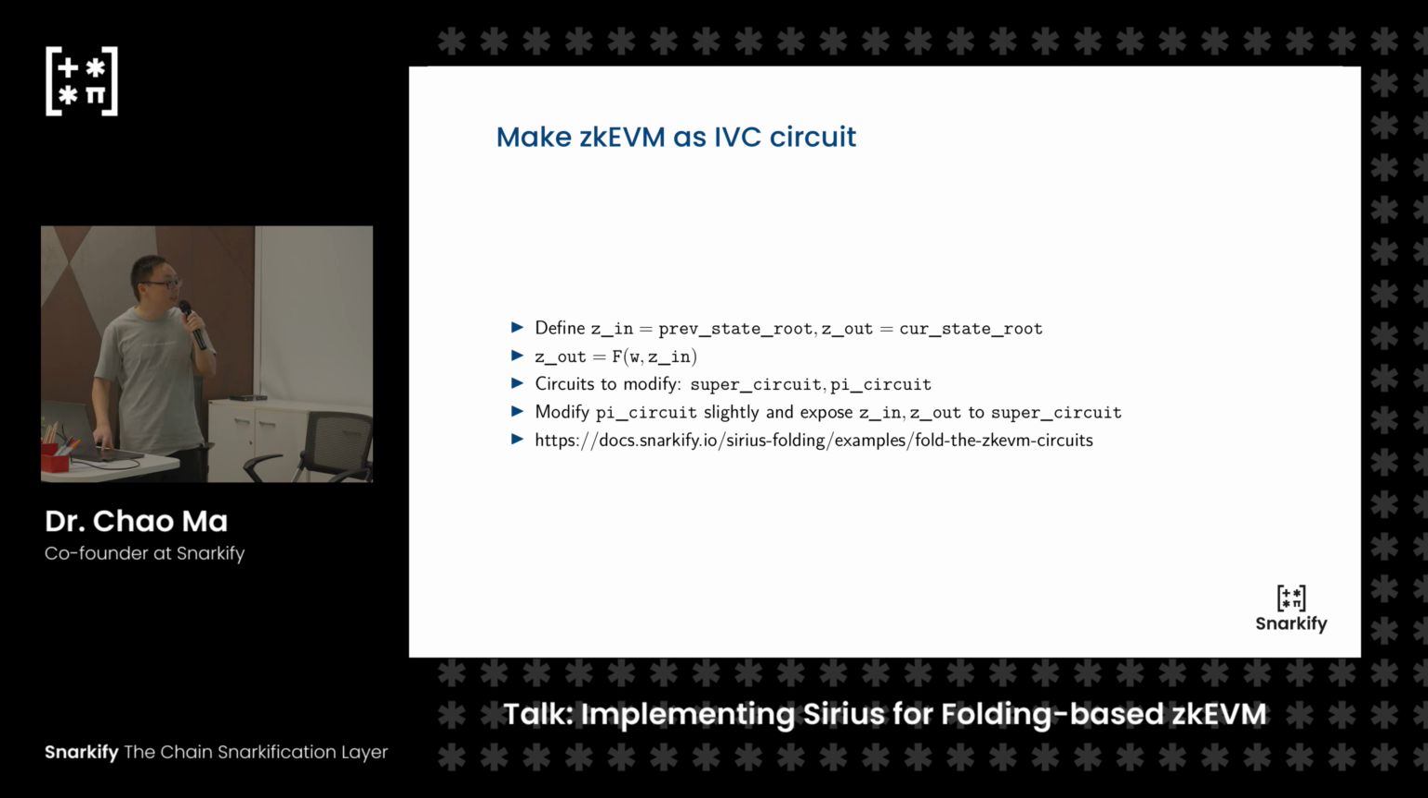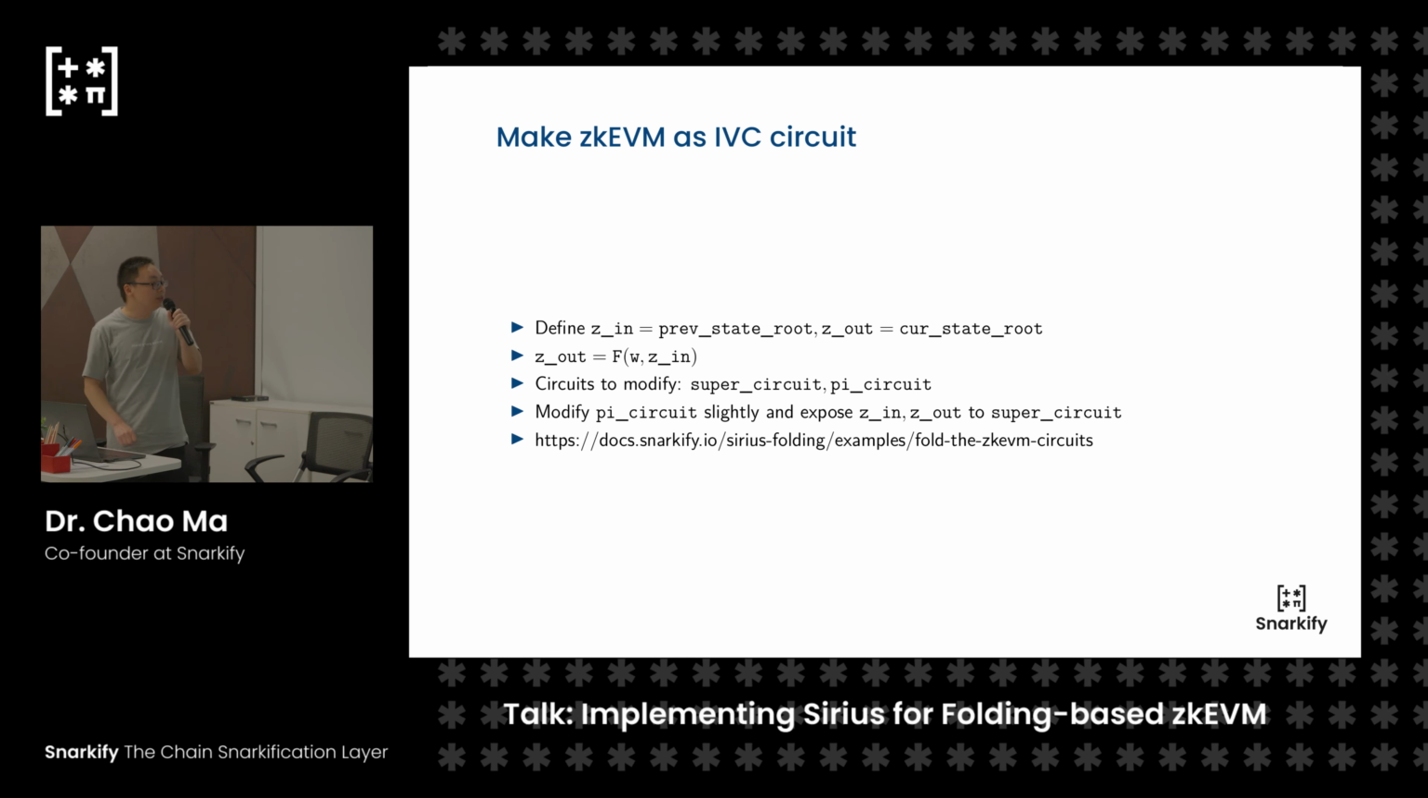From the architecture point of view, everything is under the super circuit, the giant circuit, just in this graph. So after we modify the PI circuit, we will expose the in and the out into the super circuit. So a little bit of modification for the super circuit. With that, we are able to fold the zkEVM circuit. If you want to know the detail, there is a more detailed version of the documentation on how we do the modifications. But here I will just skip it.